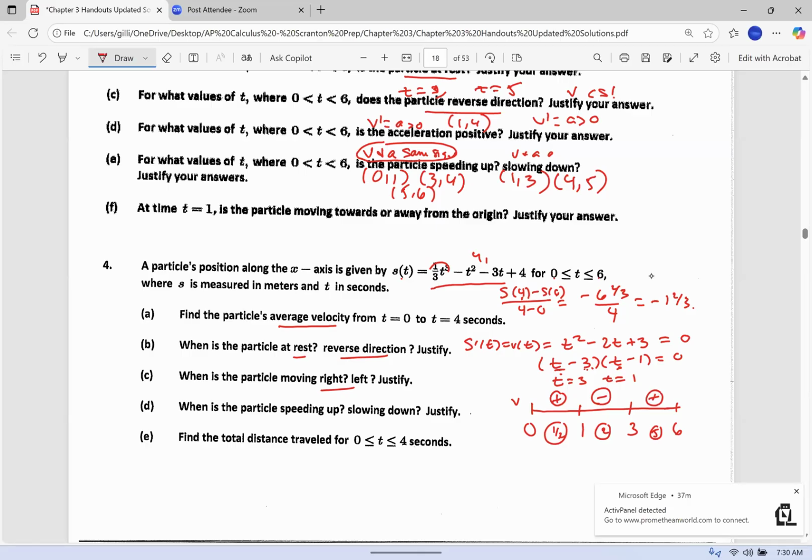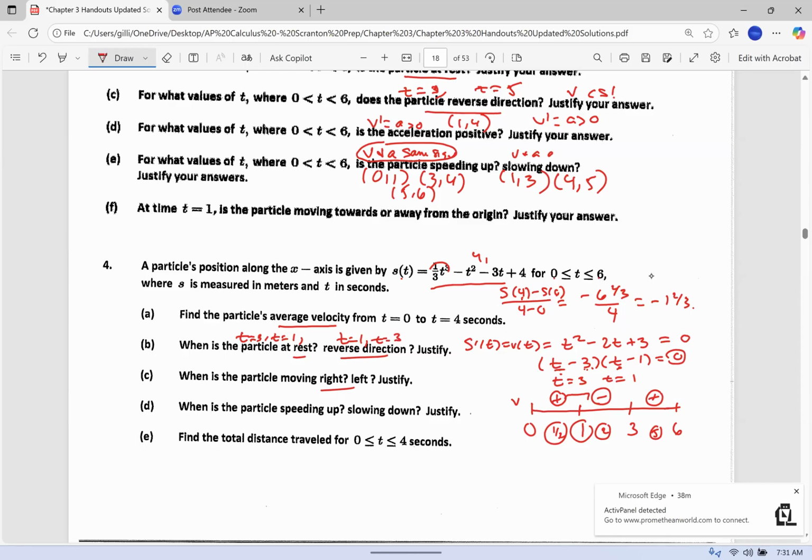So I have my answers. When is the particle at rest? When velocity equals 0, and that is at time t equals 3 and t equals 1. When does the particle reverse direction? When velocity changes signs, and that's happening at time t equals 1 and t equals 3.